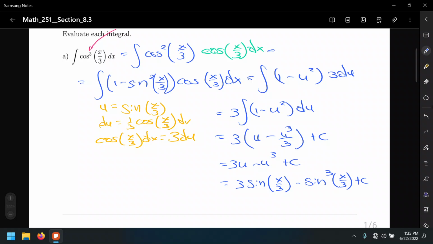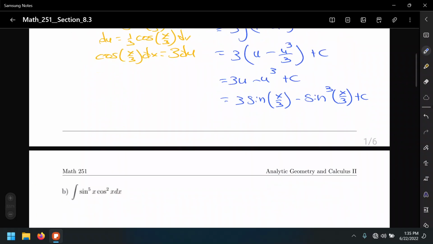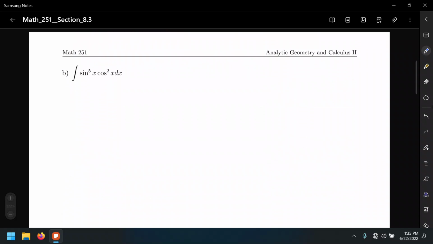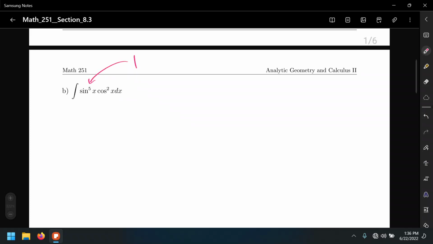Alright, so let's see, letter B. Sine to the 5th power of x times cosine squared x dx. Alright, what do we have in here? So in this case, whenever you have a combination of odd powers and even powers of sine and cosine, let me write this note here: focus on the odd power.